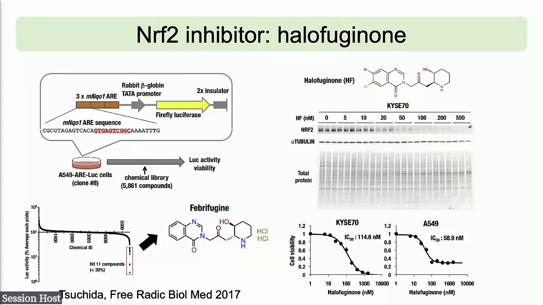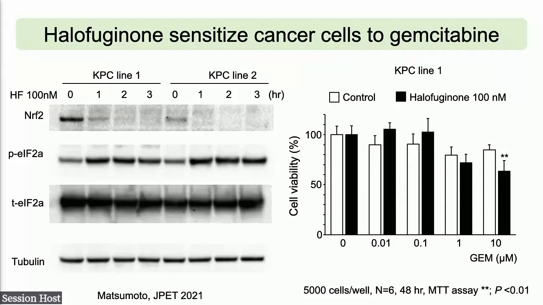And a derivative of febrifugine, halofuginone, rapidly depleted NRF2 in the esophageal squamous cell cancer cell line and the lung cancer cell line with constitutive NRF2 activation. And halofuginone showed anti-cancer activity in cell lines. So we assessed whether halofuginone has anti-cancer effects in pancreatic cancer cells. Treatment of KPC mouse-derived cancer cell lines with halofuginone resulted in NRF2 depletion accompanied by EIF2 alpha phosphorylation, a hallmark of amino acid depletion. And halofuginone treatment sensitized KPC cell lines to gemcitabine.